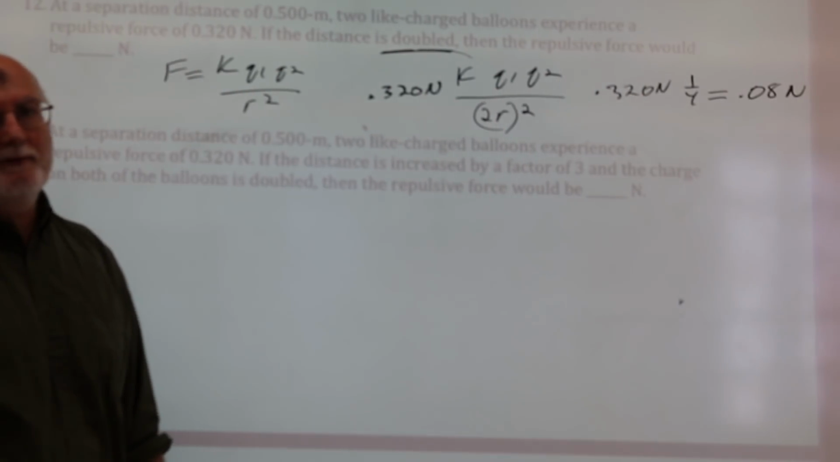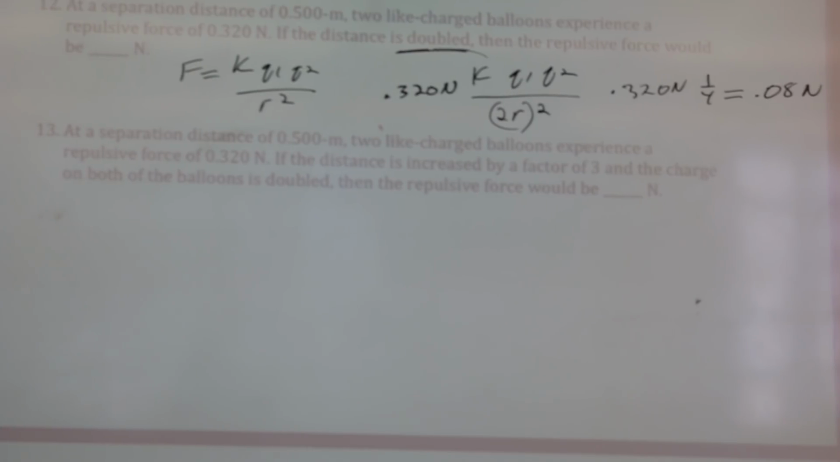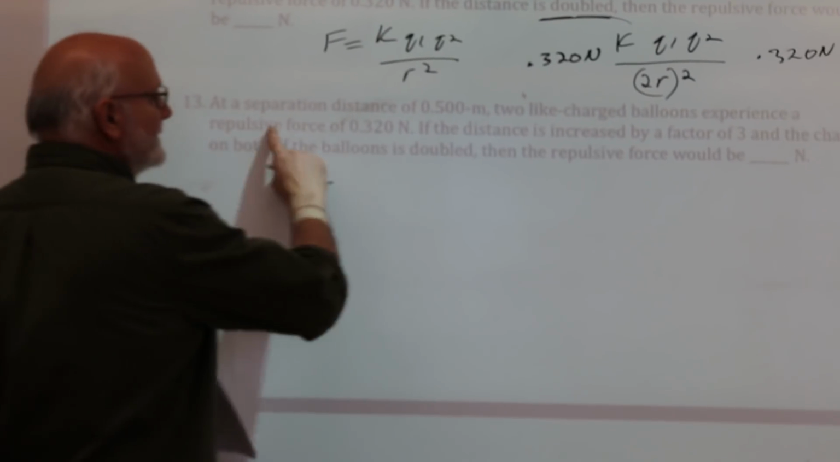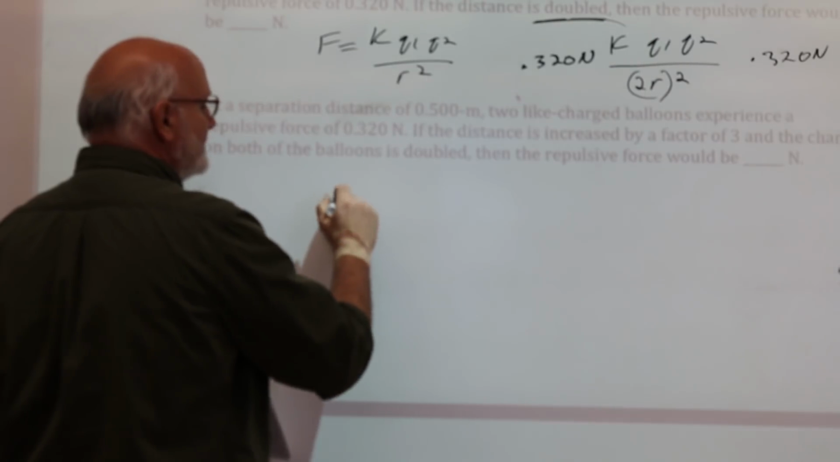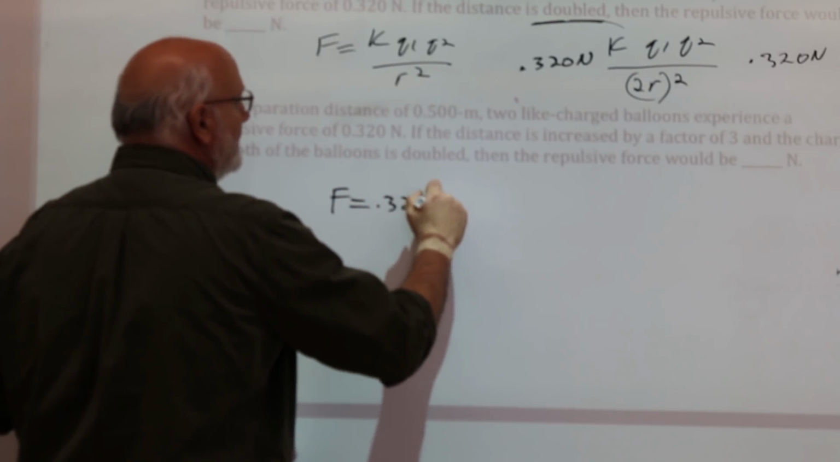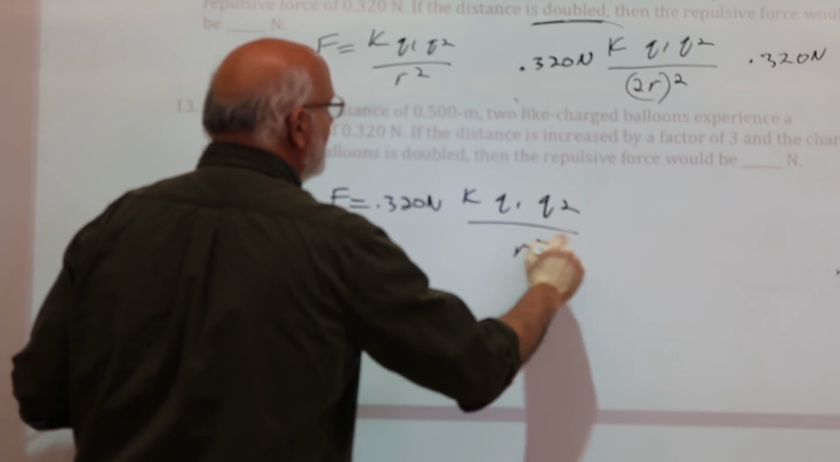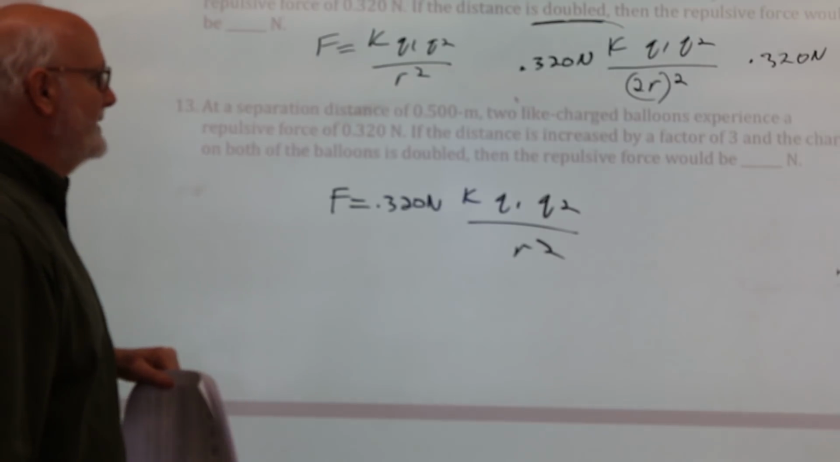Okay? This is just like we did before, remember, when we were doing the gravitational problems. Alrighty, same thing. Separation distance, all that sort of stuff. Repulsive force is 0.320 newtons. And we have our K, Q1, Q2, R squared. Remember, keep that space.